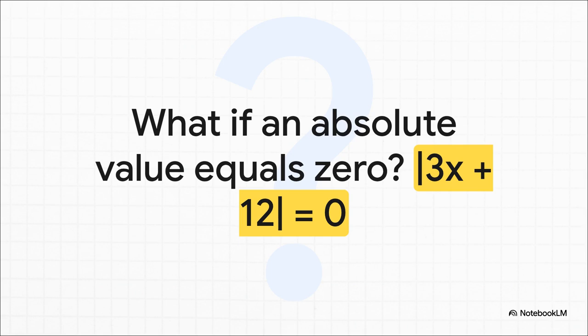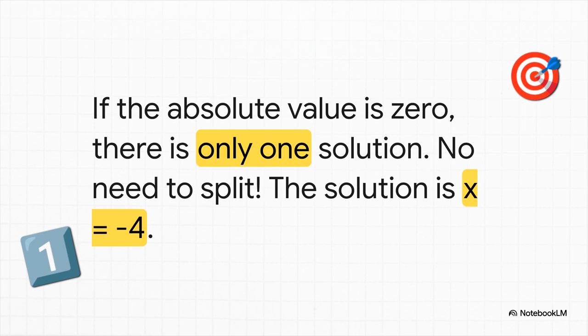Okay, here's the second special case you might see. What if the absolute value equals 0? Do we still need to split it into two paths, one for positive 0 and one for negative 0? Is that even a thing? Nope. Think about it. There's only one number on the entire number line that is 0 units away from 0, and that's 0 itself. So there's no need to split.